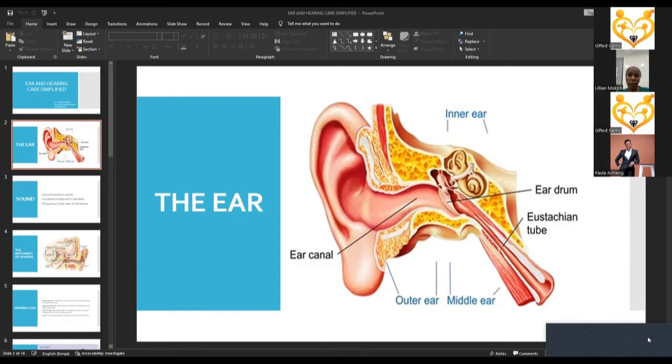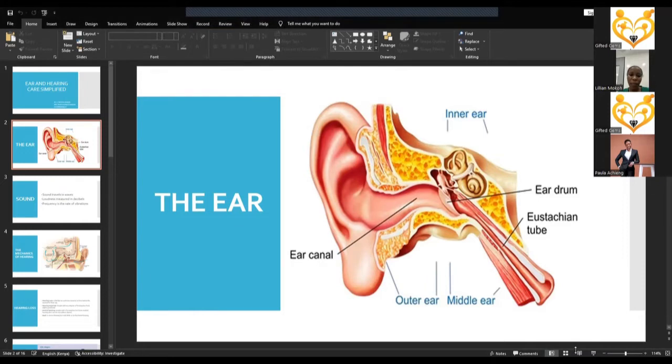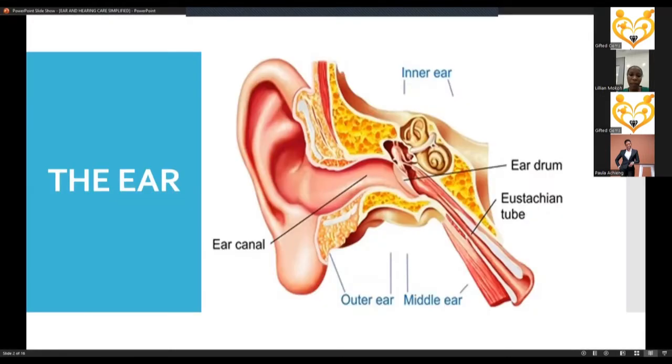And the ear is comprised of three parts. We have the outer ear, which is the one labeled as the ear canal. We have the middle ear, which comprises mainly of a space, which is basically called the middle ear. And that space has three bones, which are the ossicles. They are the bones that vibrate to transmit sound into the organ of hearing. And that part also has a tube that connects to the back of the nose.